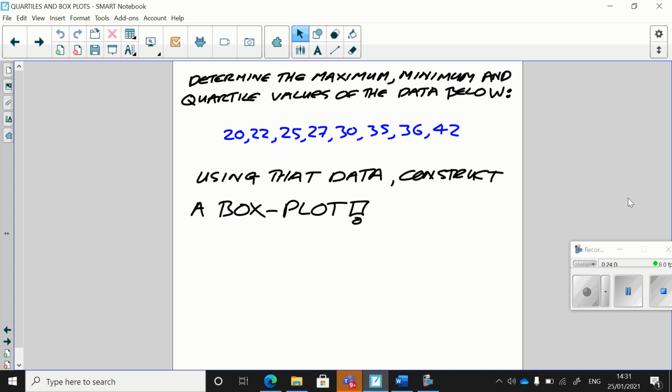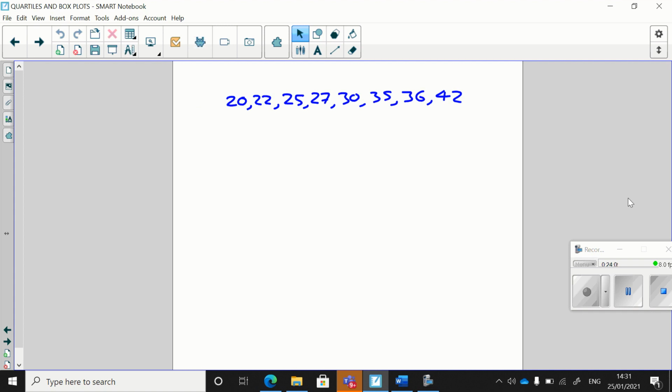Did you have a go? Okay, let's see. Right, there's my list of numbers. Is it even or odd? That's what we're looking at here. 8 numbers, which is even. So it looks like we're going to land centrally in the list between two numbers, 4 on either side. Okay, so between 27 and 30, and find the arithmetic average, add them together, and divide by 2.